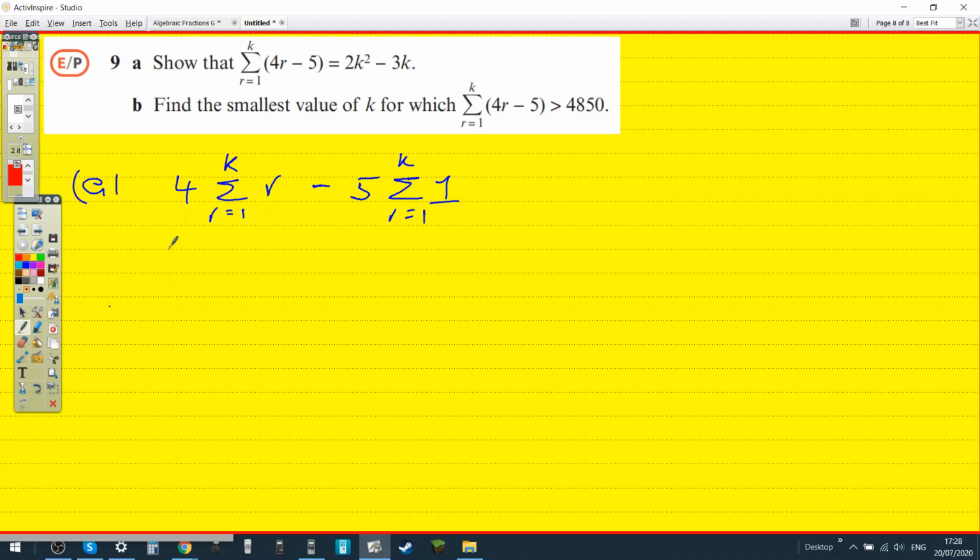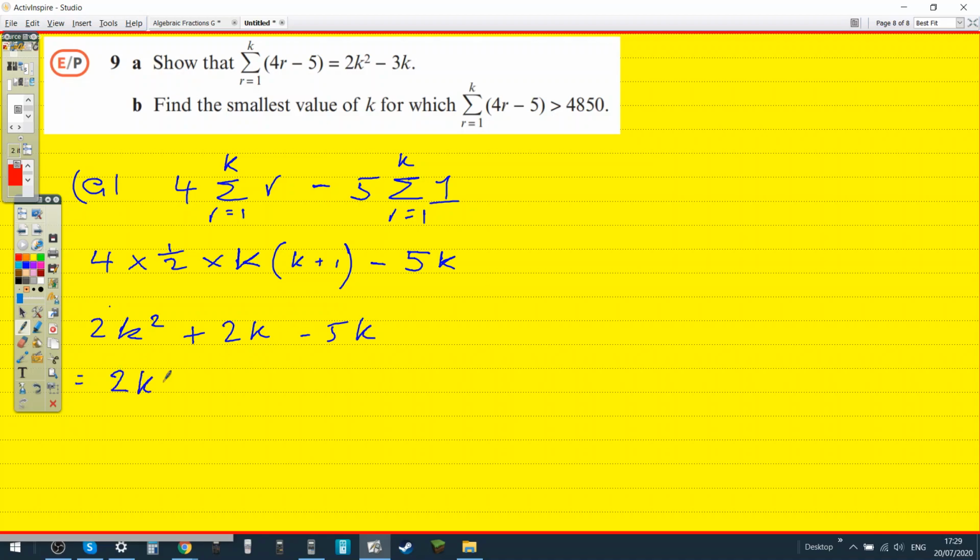Wait, so what would that give you? Would that just be 4 half times r or something? I don't know. Half r times k. I'm confused. k, k plus 1, minus 5k, I think. So that's just 2 times k squared plus k. So 2k squared plus 2k minus 5k. So yeah, 2k squared minus 3k. Find the smallest value.